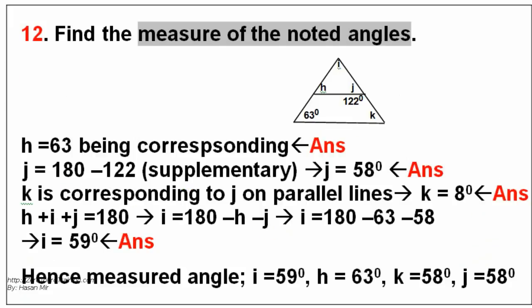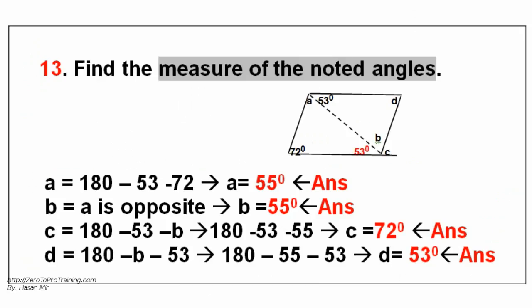Next, exercise 12, measuring noted angles given two parallel baselines of triangle, which yield I equals 59 derived, H equals 63 supplementary, K equals 58 corresponding, J equals 58 supplementary. Next, exercise 13, measuring noted angles in a parallelogram, which yield in degrees, A equals 55 derived, B equals 55 opposite, C equals 72 derived, D equals 53 derived.